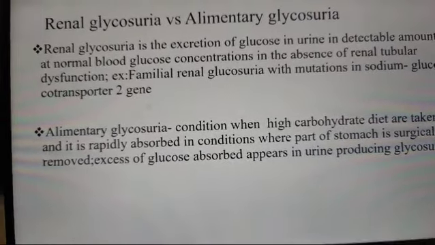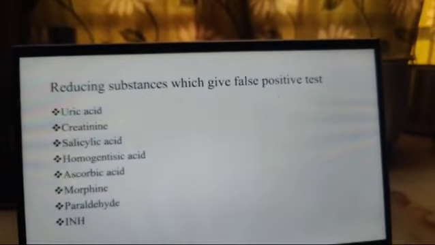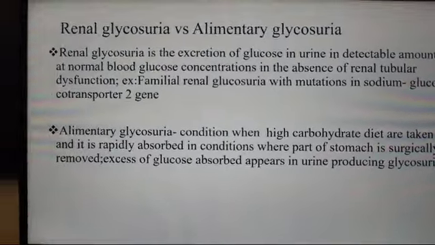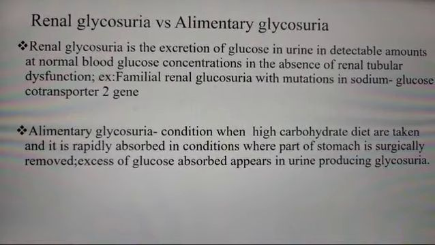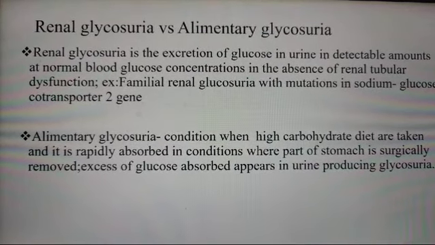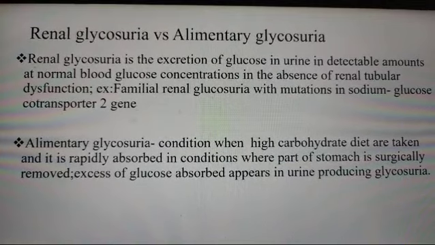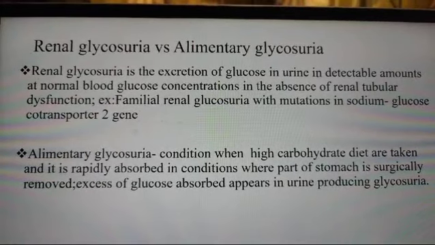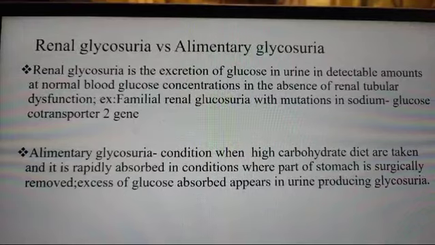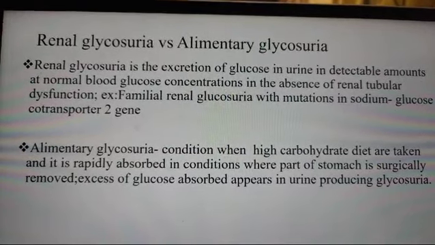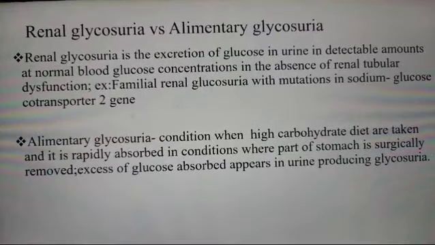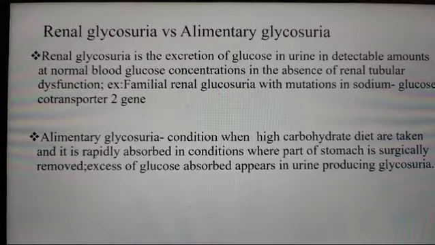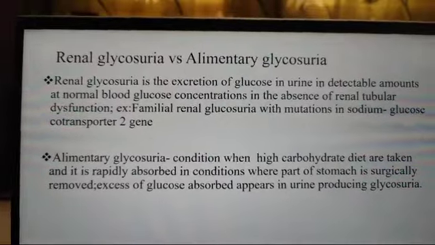How do you differentiate renal versus alimentary glycosuria? Renal glycosuria is excretion of glucose in urine in detectable amounts at normal blood glucose concentration in the absence of any renal tubular dysfunction. It occurs in familial renal glycosuria with mutations in the sodium glucose cotransporter 2 gene. Whereas alimentary glycosuria occurs when there is a high carbohydrate diet that is rapidly absorbed, in conditions where part of the stomach is surgically removed. So this excess glucose is absorbed and appears in urine, producing alimentary glycosuria.